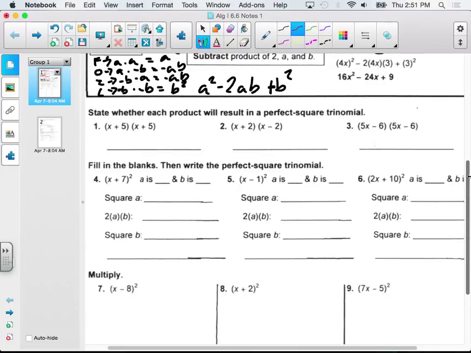So, for these first 3, it says to state whether each product will result in a perfect square trinomial. For number 1, x plus 5 times x plus 5, would that be? Because we could rewrite this as just x plus 5 to the second power, right? If we can do that with two binomials, then we can say yes, the product of these two, when multiplied together, will give us a perfect square trinomial.